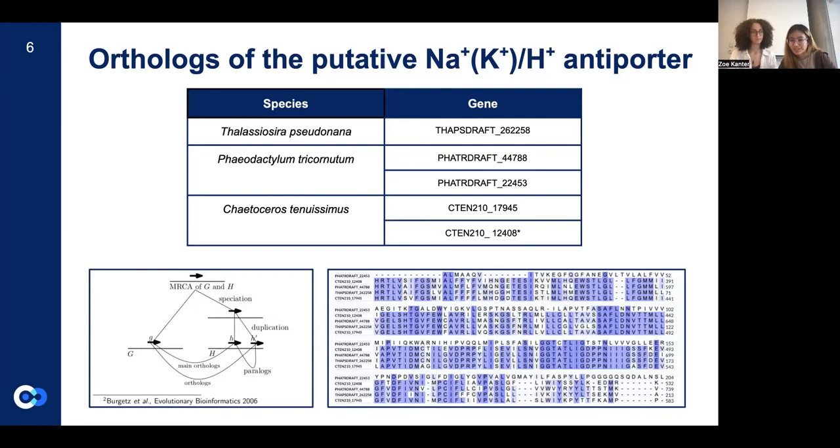This table above shows the orthologs that we found, and you can see that in both Pheo and Catastrophes there are 2 orthologs each, which means that the orthologs within the same species are paralogs to each other, which means they are related. If you look down here, you can see that there's an asterisk by this gene.